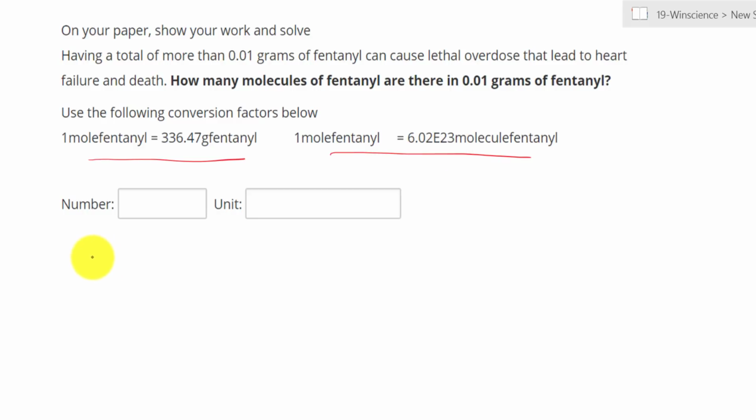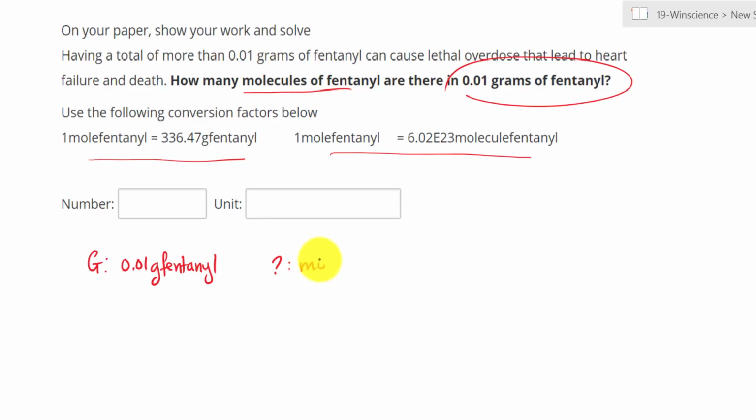So again, we need to identify our given, which is right here. So on your paper, you need to identify the given and write it out. So 0.01 gram of fentanyl. And notice how we didn't use the chemical formula for fentanyl because it's very lengthy. And we are looking for what? Well, in this case, we are looking for molecules of fentanyl. So this is all you have to do to show your work on your paper. Now let's solve this problem.